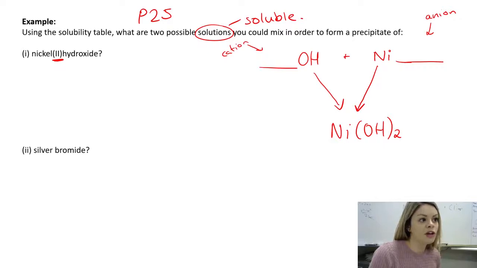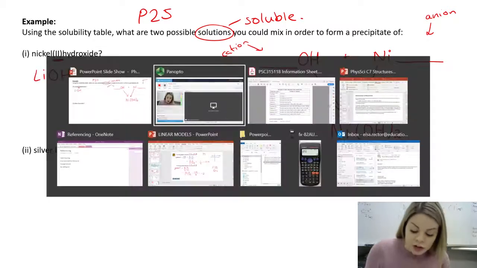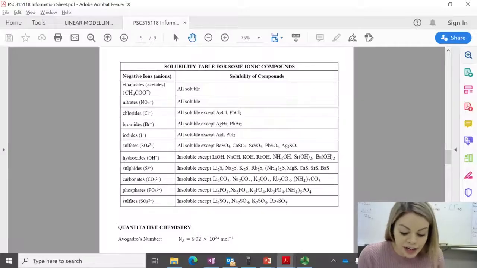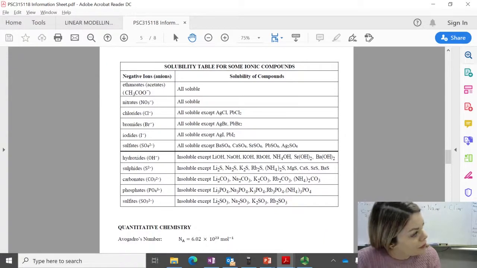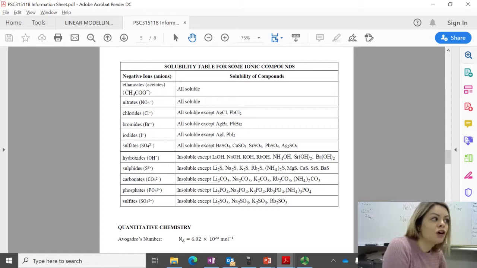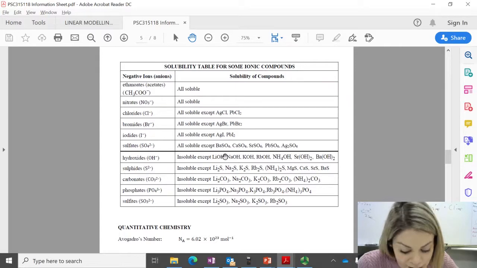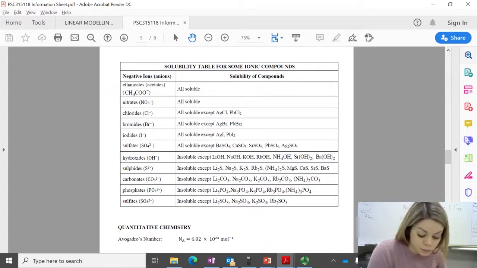One has to have hydroxide, one has to have nickel. So Toby, you suggested lithium hydroxide. Yep. So we've gone lithium hydroxide. So the way to check is to look at your solubility table. Hydroxides are insoluble, so you can't just pick any. You've got to pick one of the ones that's soluble. And these ones listed here are soluble. So lithium hydroxide is a safe choice.